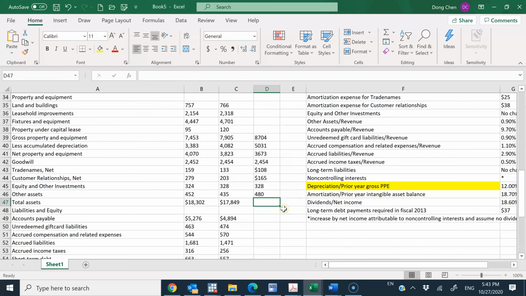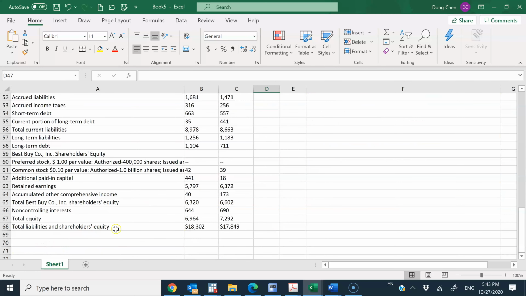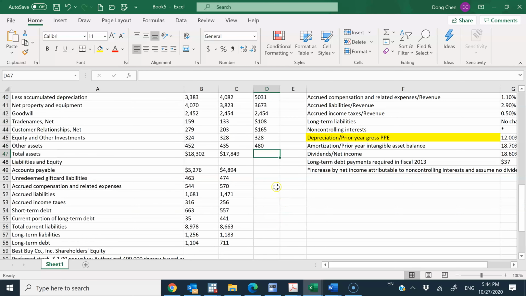So total assets, because we can't calculate the current assets, hence we also can't calculate the total assets, but we can leave that blank for now. And with the knowledge that total assets has to balance the total liabilities and the shareholders' equity, right? That's the accounting equation we need to keep in mind. So now let's get to the liabilities and equity section of the balance sheet.